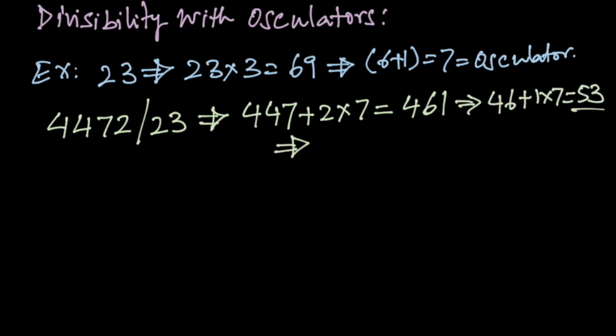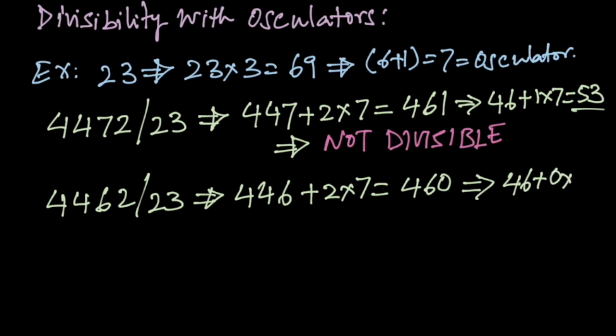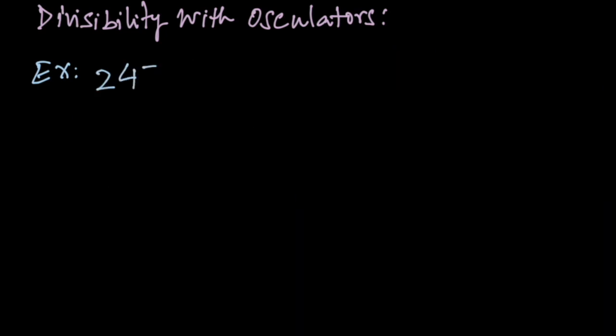So we get 53, which we can easily check is not divisible by 23. So the number 4472 is not divisible by 23. Let's do one more number. So it is divisible by 23. So 4462 is divisible by 23. Now let's do one more example.